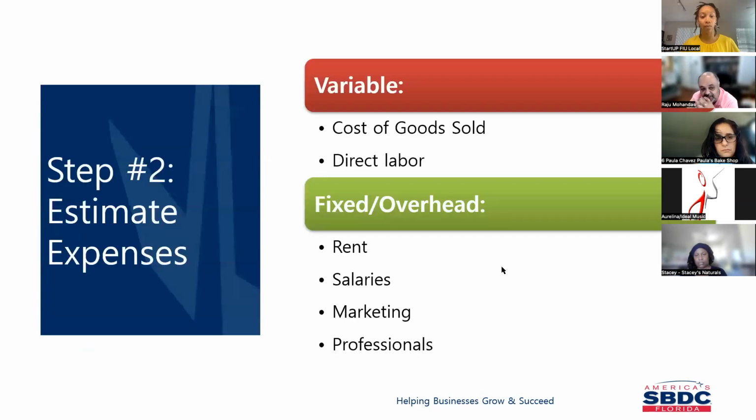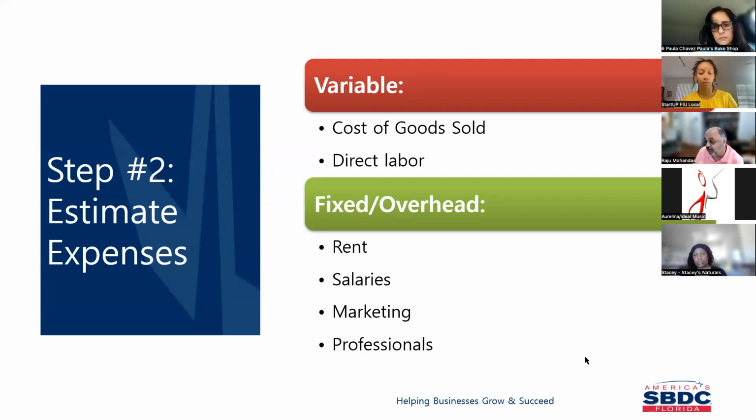Obviously, step 2, estimate expenses. You do have your variable expenses that we covered, cost of goods sold and direct labor. You do have to break it down. Your fixed overhead is like the example we did for the break even: rent, salary, marketing, professionals, all of that. So if you see the formula, the format does not change for any of these things that we covered yesterday and today.